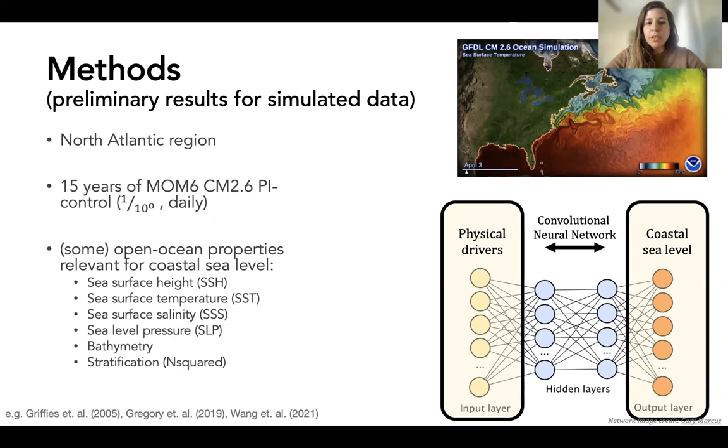We've identified some open ocean properties that are relevant for coastal sea level. Obviously, these aren't all of them, but we've chosen these to correspond with observational measurements that exist in the real world, which I'll touch on in the end. So we're looking at sea surface height, sea surface temperature, sea surface salinity, sea level pressure, bathymetry, and ocean interior stratification in the form of M², which is the Brunt-Väisälä frequency. And all of these have been shown in many other studies to be related to sea level. And we're using these as the inputs to then tell us what should be the coastal sea level that we should expect based on these properties.